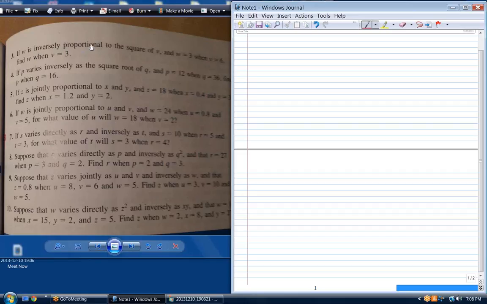W is inversely proportional to the square of V. It would be W equals K divided by V squared. Yeah, that's important. Now they give us 2 of the 3 variables: W is 3 when V is 6. You can see that that's going to allow us to solve for K. So let's do that.